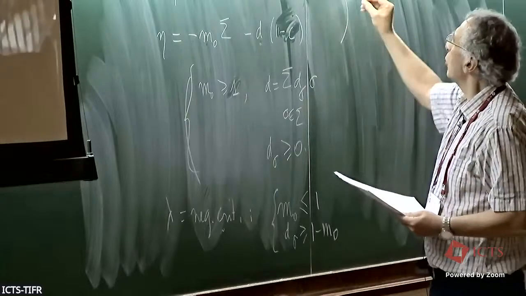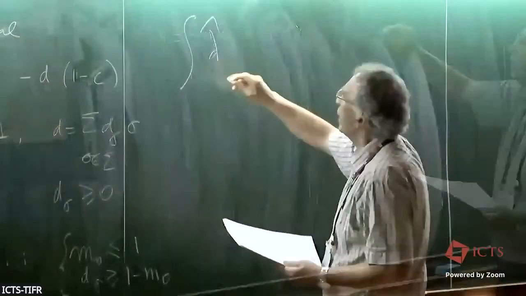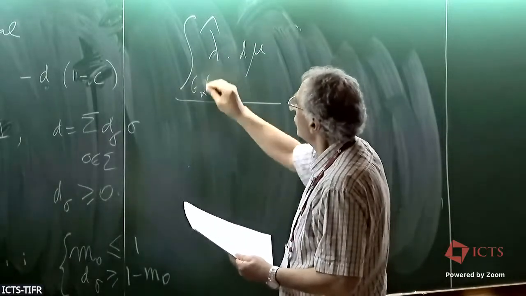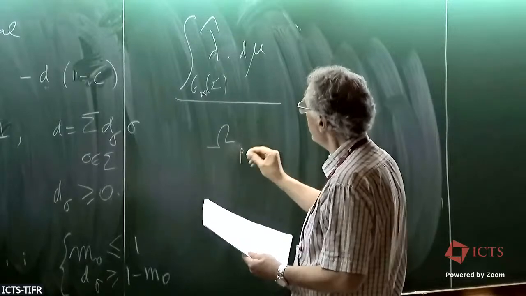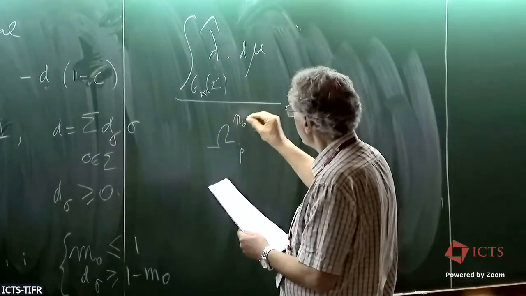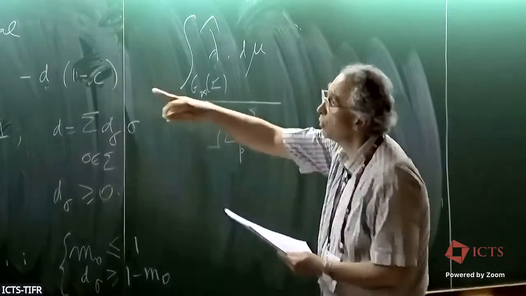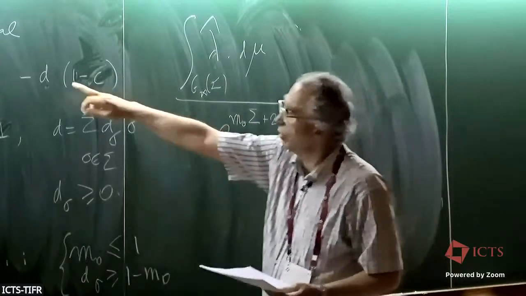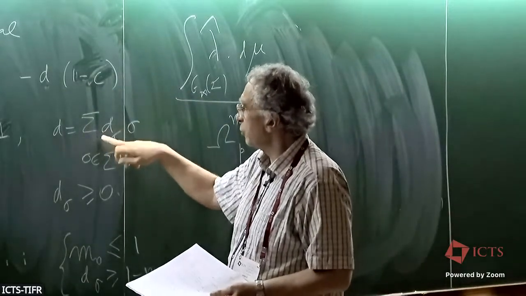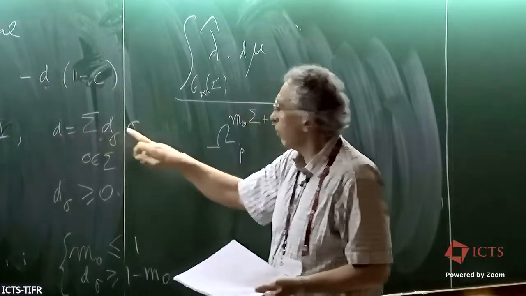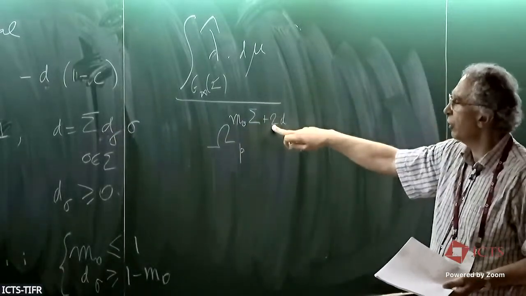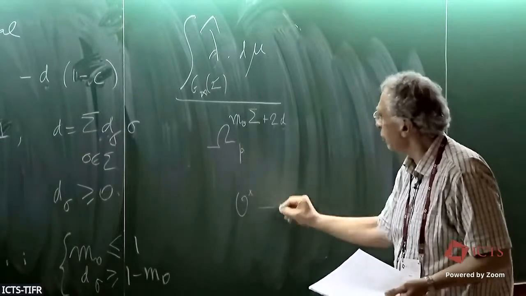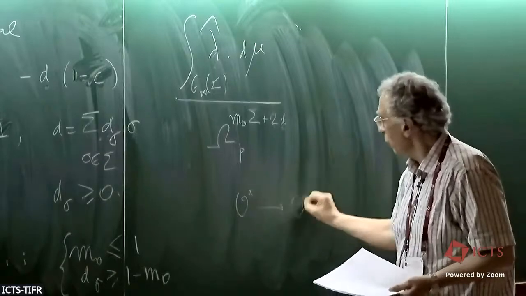So the integral of a positive critical Hecke character d mu over G infinity C divided by omega p to the power M0 sigma, where M0 is this one, plus 2D. So D is a combination of integers, but you can view it as a character of O cross. Okay, it's a p-adic character.